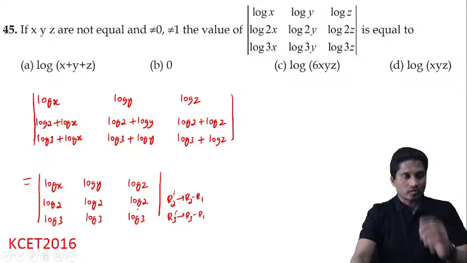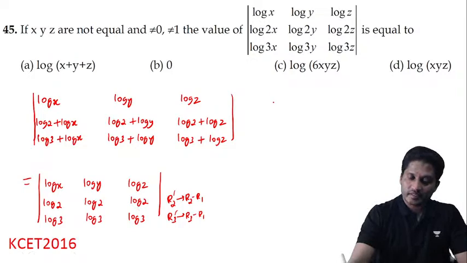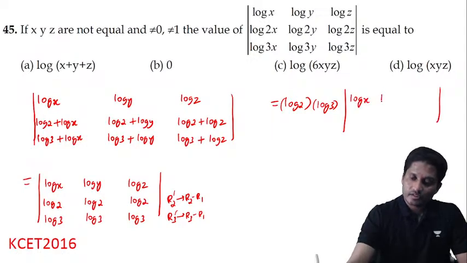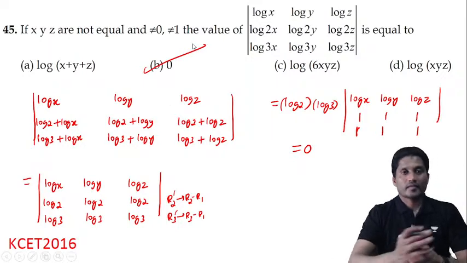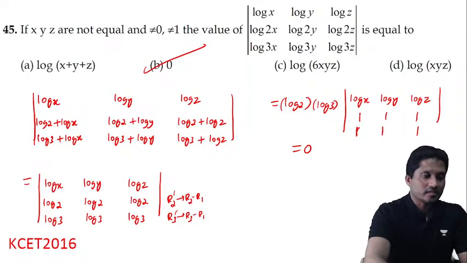In the second row log 2 is common, and in the third row log 3 is common. So if I take them out, you get the determinant with first row log x, log y, log z, second row 1, 1, 1, third row 1, 1, 1. Two rows are identical, so the answer is 0. Answer is B. Let's move to the next question.